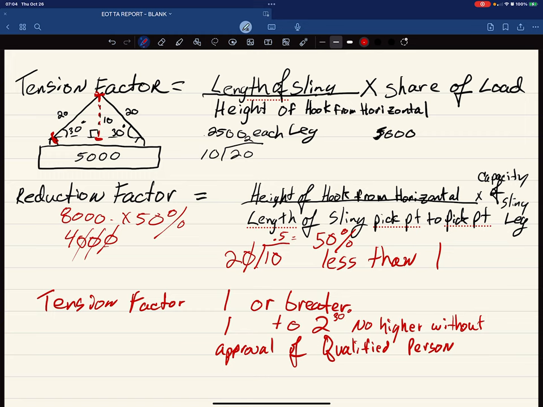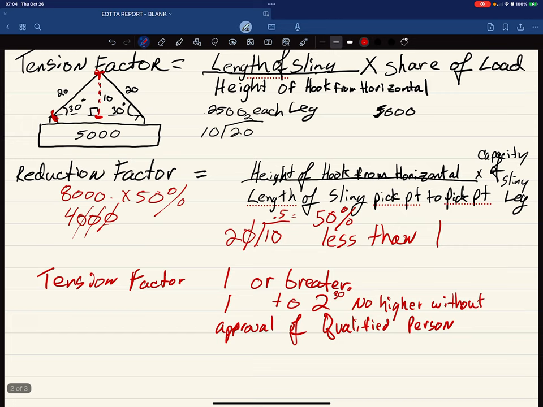In this scenario, obviously, we would need to rethink our rigging hardware, rethink our slings, and make sure that we were configured properly. Let's take that angle to more of a 60 to 45 instead of taking it to a 30 degree angle. We're tensioning these slings too greatly. Again, this is a discussion of how to determine tension factor, how to use reduction factor, and how we would use this in a level pick.